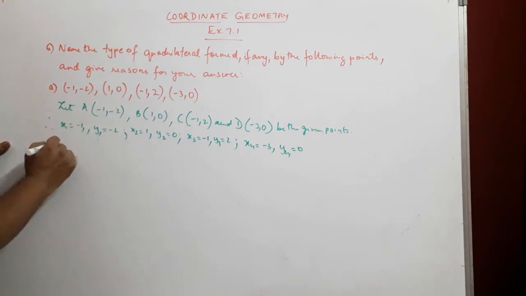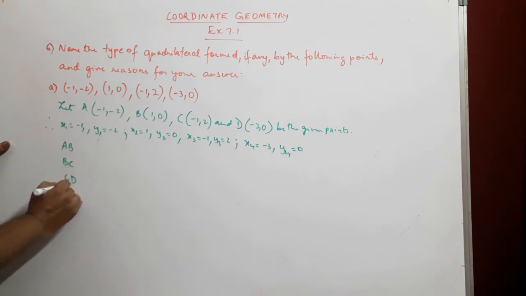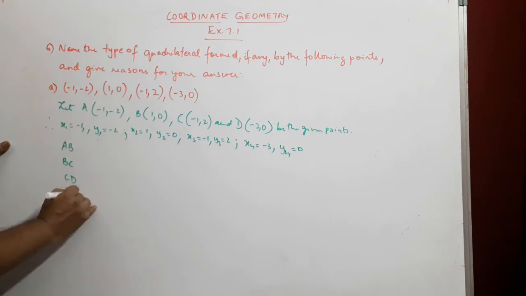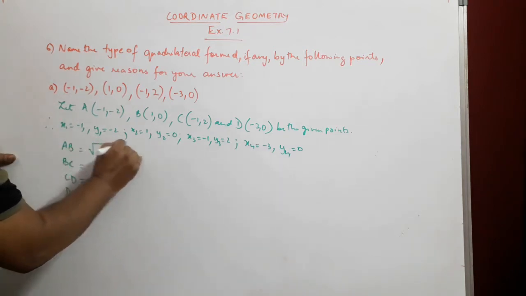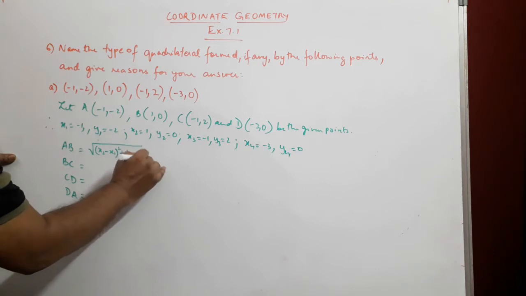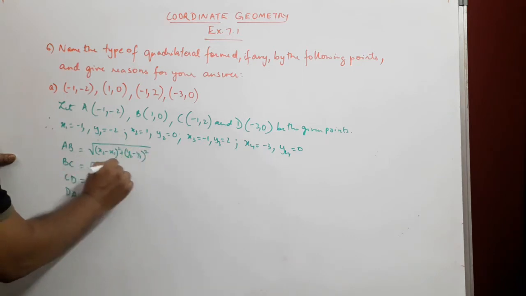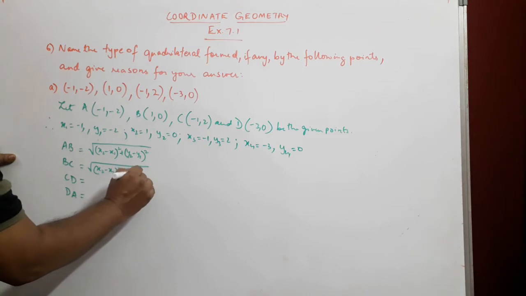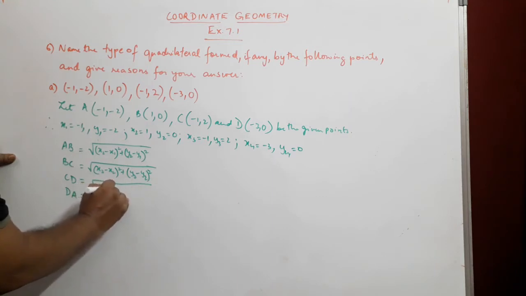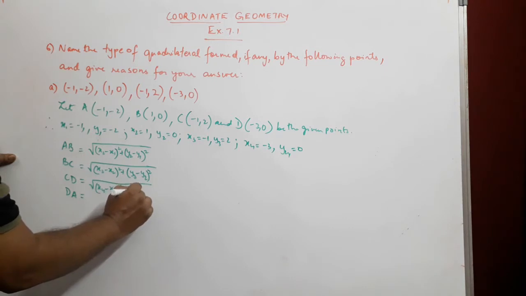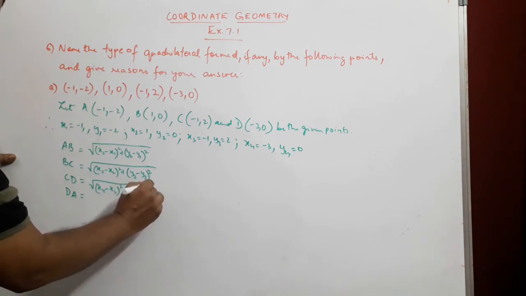Let's begin with different combinations. So what are the different combinations? We list them first: AB, BC, CD and DA. For AB, we will put the formula x2 minus x1 whole square plus y2 minus y1 whole square. For BC, it will be x3 minus x2 whole square plus y3 minus y2 whole square. For CD, it will be x4 minus x3 whole square plus y4 minus y3 whole square.